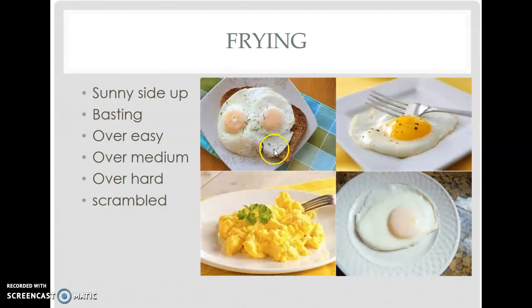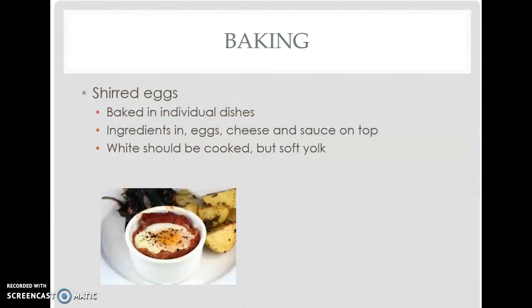And then on the top left here you have what looks like an over easy or an over medium. Over easy, completely runny yolks. Over medium, still a little runny, but a little bit on the cooked side. And over hard, definitely fully cooked yolks there. And then there's scrambled, which of course is some of the most popular eggs out there.